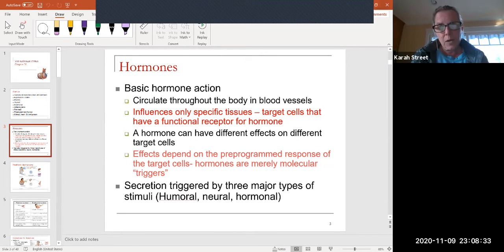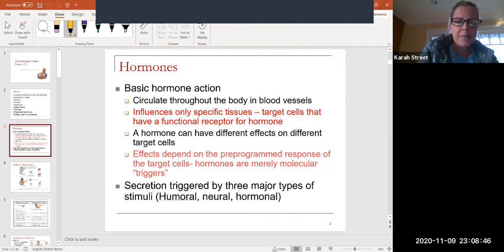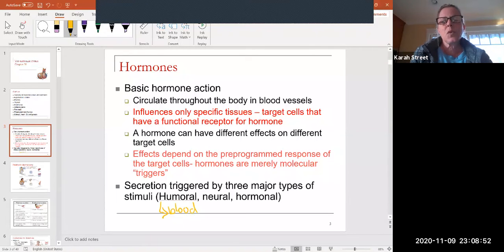Hormones can be triggered for release, stimulated for release in 3 different ways. Humoral means something in the blood. By that I mean some sort of chemical, some sort of electrolyte, something that is naturally found in your plasma is being monitored. And if it goes too high or too low, that can stimulate a hormone to be released. I will give you examples as I keep going through this lecture.